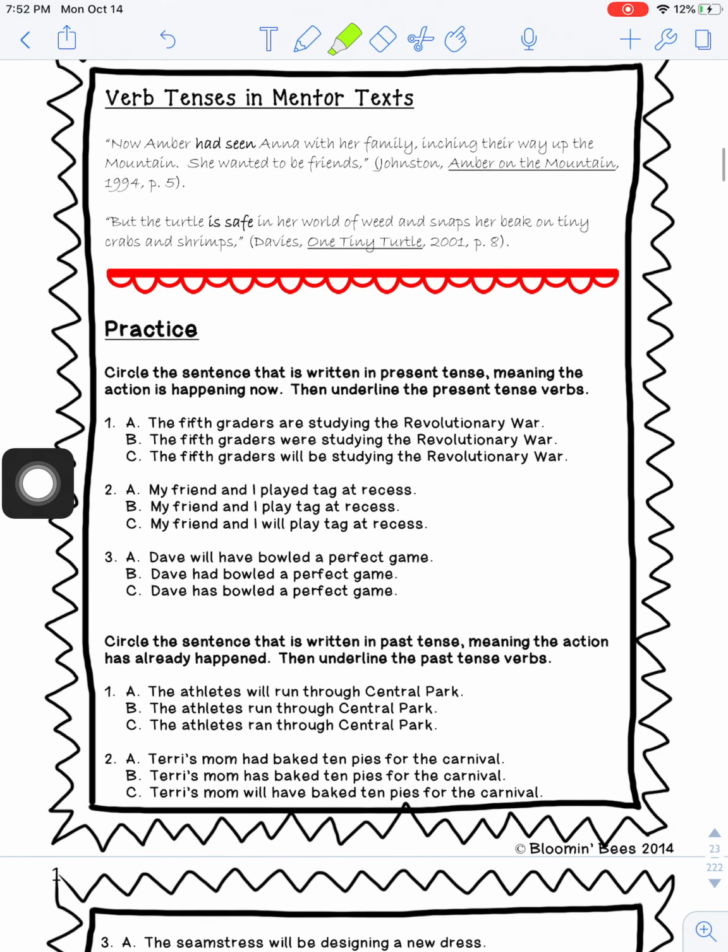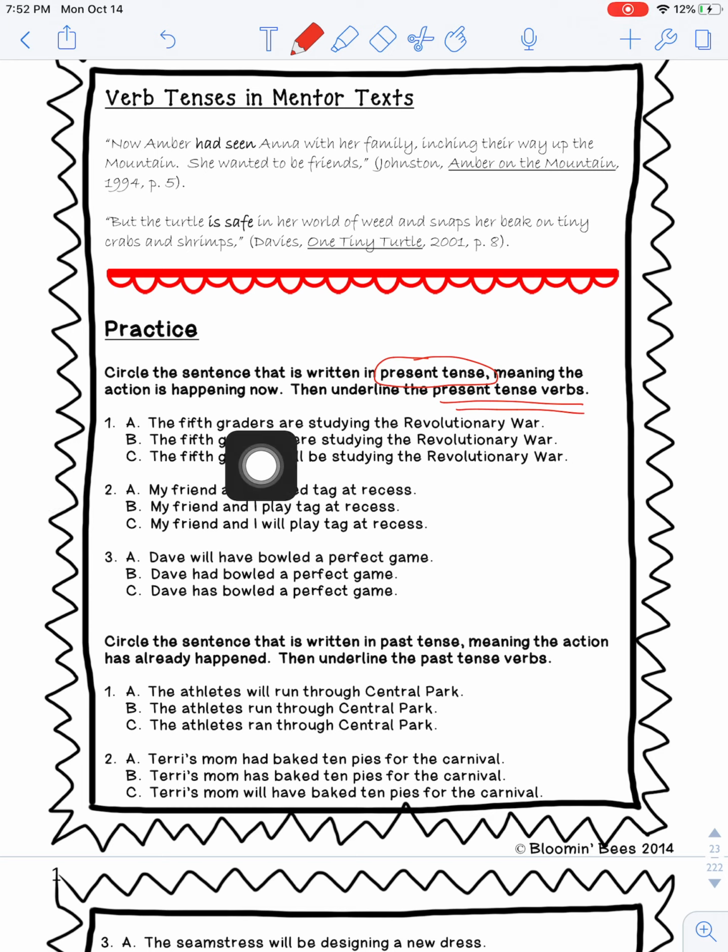So let's go down to the practice page. It says, circle the sentence that is written in present tense. So just to help remember that, I'm going to circle the instructions. Circle the sentence that's in present tense, meaning the action is happening now. Then underline the present tense verbs, okay? So I'm going to be circling and underlining, okay? The first sentence, again, we're looking for present tense, okay? So it's happening now. And then we're going to underline the present tense verbs.